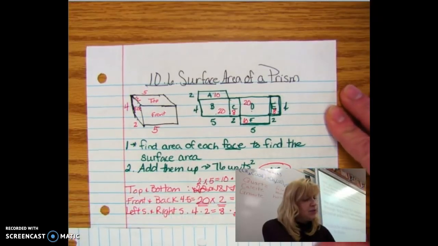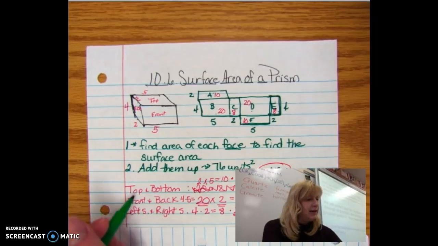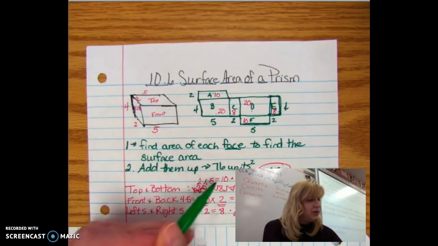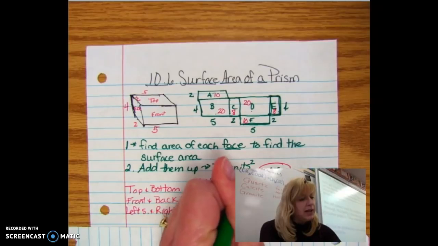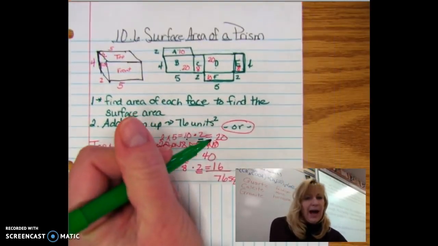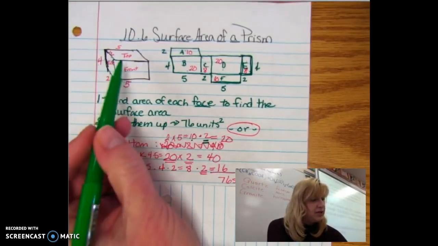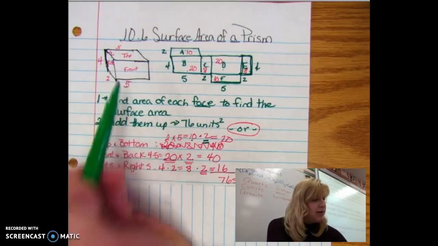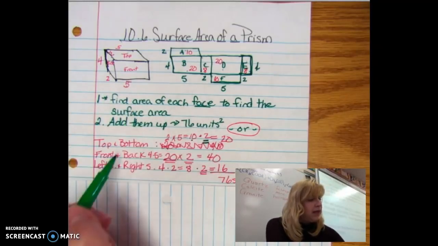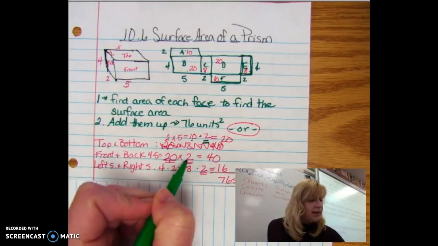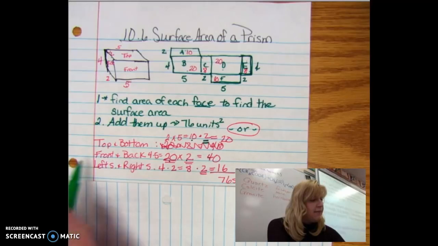But I like to use this technique instead, where you do the top and the bottom. So I know that the top one is 5 times 2, which is 10, but then I multiply it times 2, because the bottom is counted too. So I find the square units of the top and double it to find the bottom. And then I label front and back. So if I just do the front, it's 20, but I need to double it so it gets to 40.